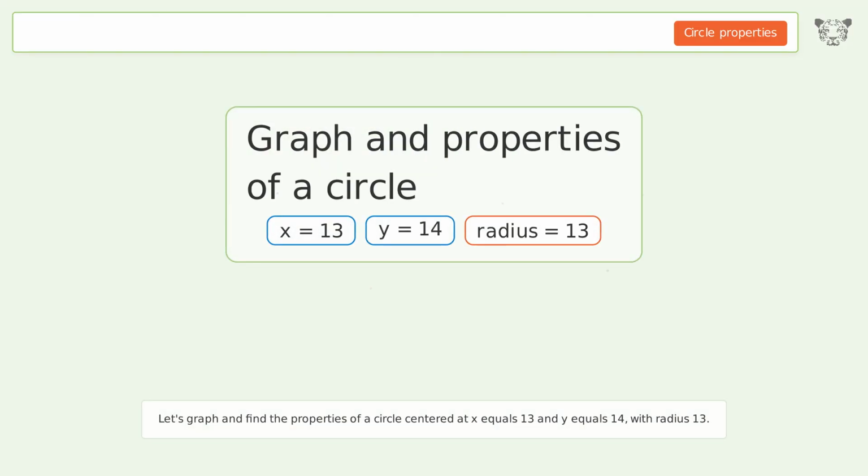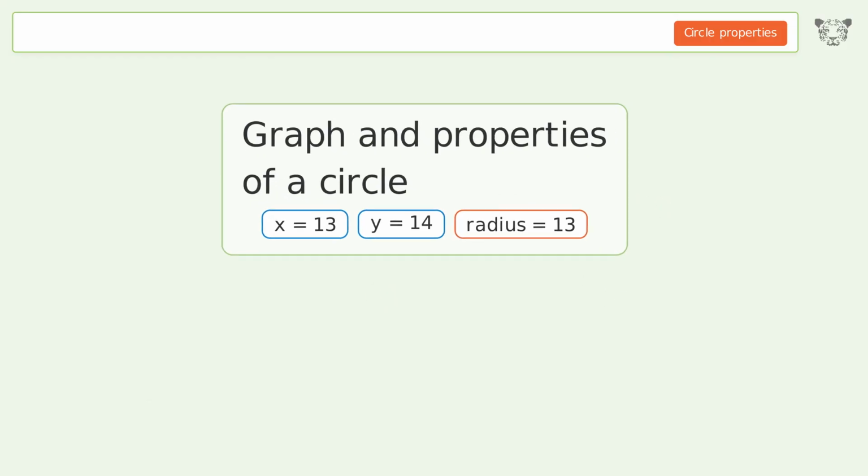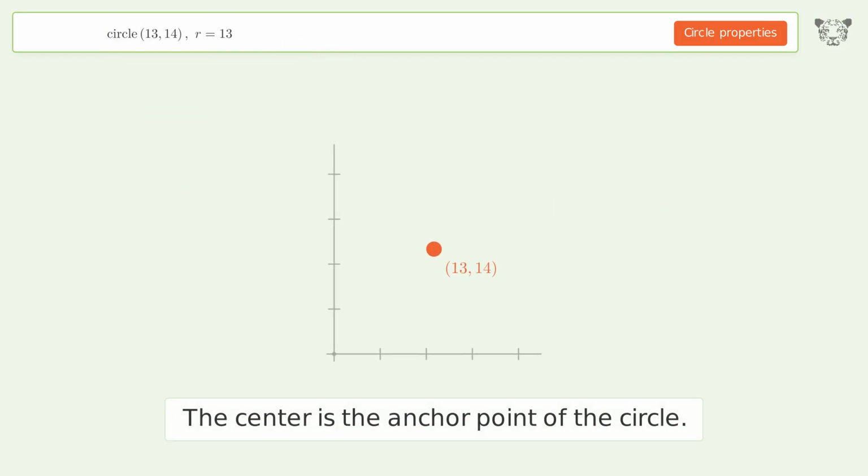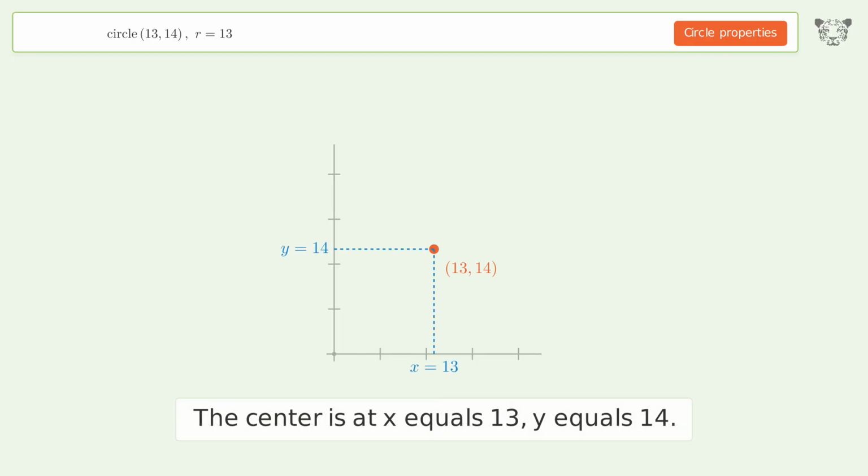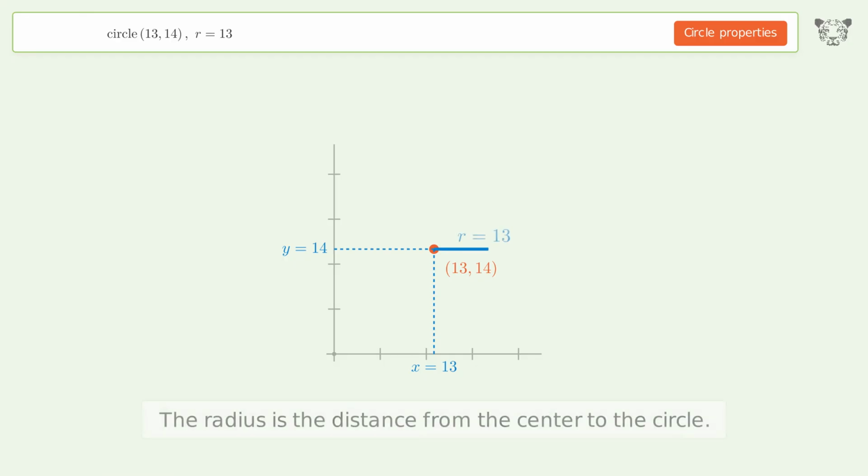Let's graph and find the properties of a circle centered at x equals 13 and y equals 14, with radius 13. The center is the anchor point of the circle. The center is at x equals 13, y equals 14. The radius is the distance from the center to the circle.